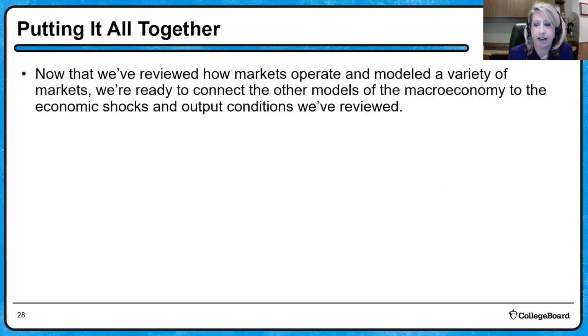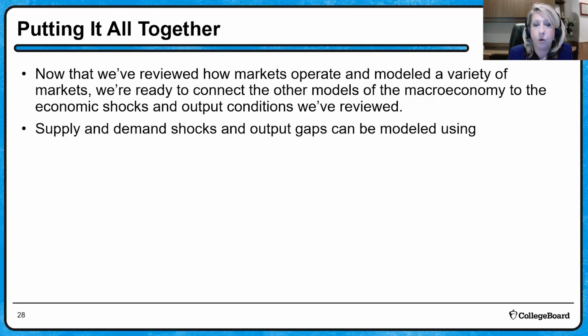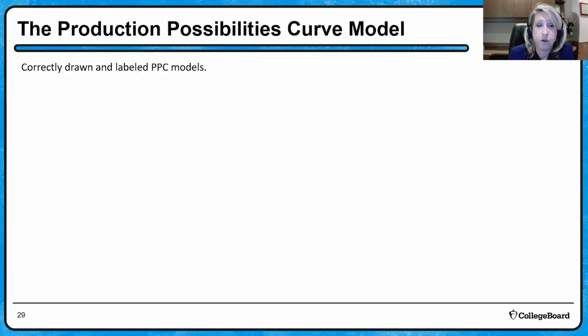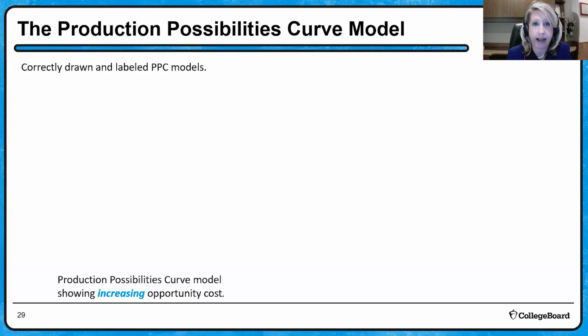Okay. All right. So now that we've reviewed that model, and we've explored the meaning of output gaps, we're ready to review all of the different ways we can model output gaps in AP macroeconomics. We're going to look at the PPC, the business cycle model. We'll quickly review ADAS and then the Phillips curve model too. So here we go. Correctly drawn and labeled PPC models. We're going to use axes, curves, and equilibrium or other points of interest.